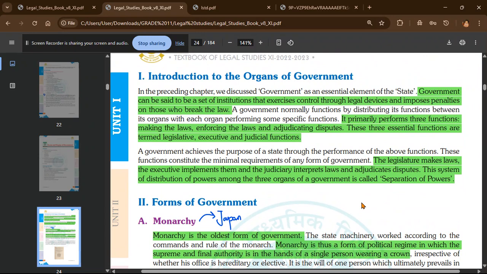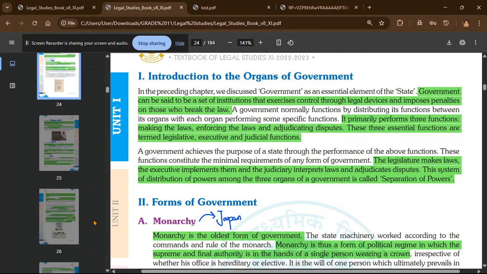In the preceding chapter, meaning the previous chapter that we read, we saw that government is an essential element of the state, and we also saw that government can be said to be a set of institutions that exercises control through legal devices and imposes penalties on those who break the law. So it primarily performs three functions: making law, enforcing the law, and adjudicating disputes. These three functions are termed the legislative, executive, and judicial functions.